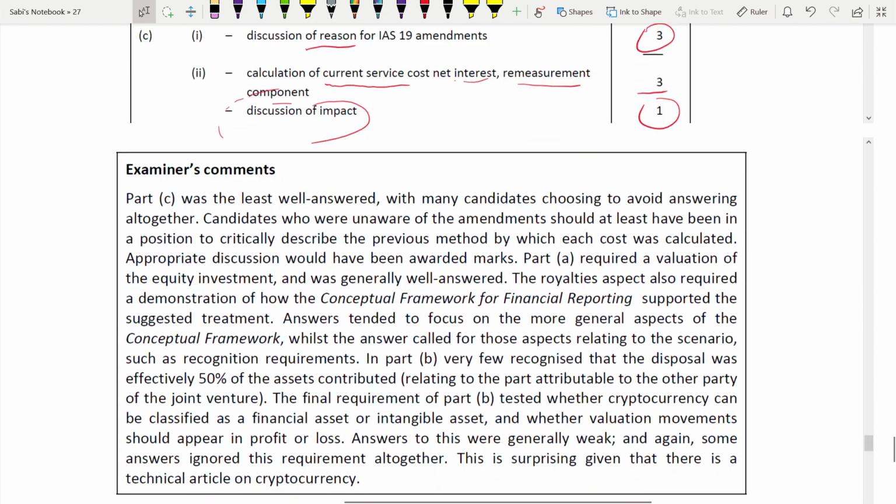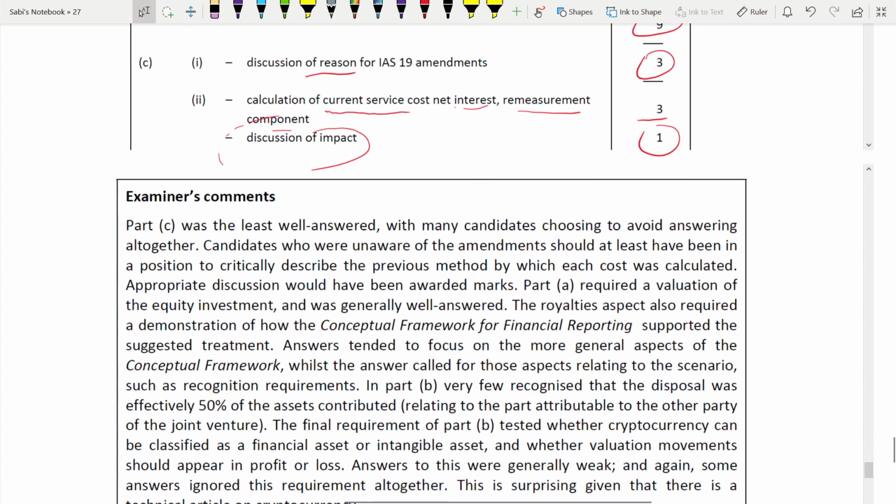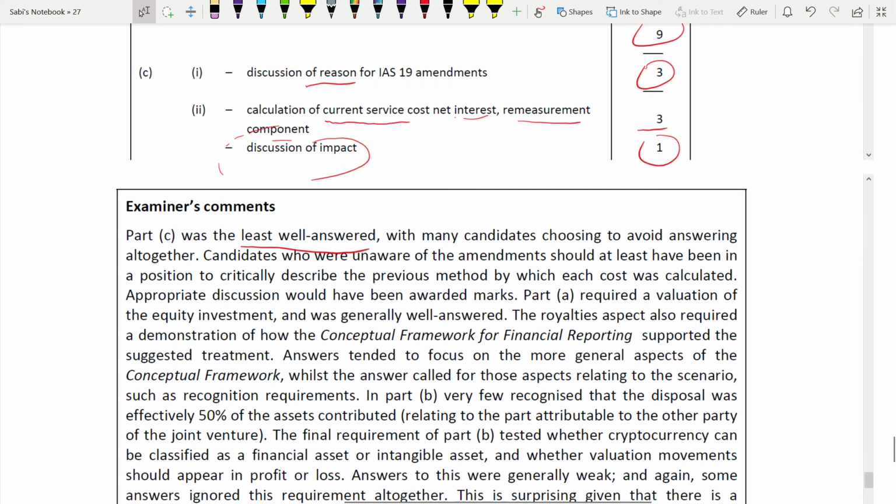Coming to the examiner's comment. Part C was least well answered, that current issue, that IAS 19 amendments. People were having issue with this. What many candidates did, they avoided it altogether. Because why? They were unaware of the amendments. Even if you are unaware of the amendments, you should have been in a position to critically describe the previous method by which the cost was calculated. At least that you could have done, rather than ignoring it completely.